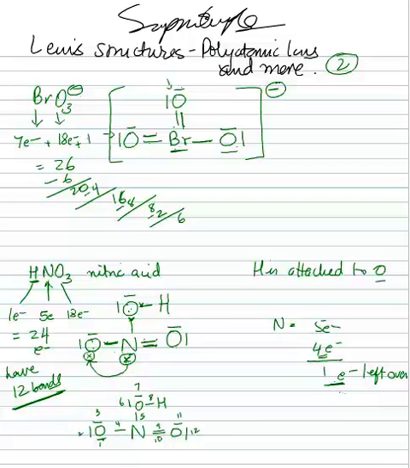So that's how you will do Lewis structures for nitric acid. You should try on your own, maybe sulfuric acid, phosphoric acid, something like that.